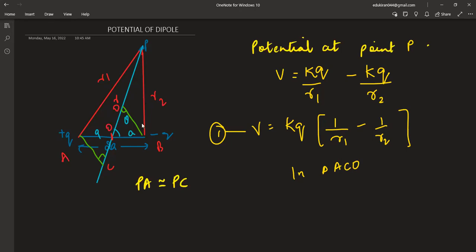What all things can I have? I can have theta because it is being subtended here. I can have R, I can have A, I can have 2A, I can have plus Q, I can have minus Q, but nothing that I have chosen, right?